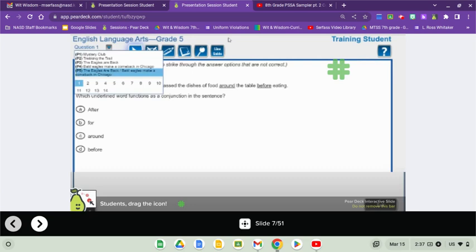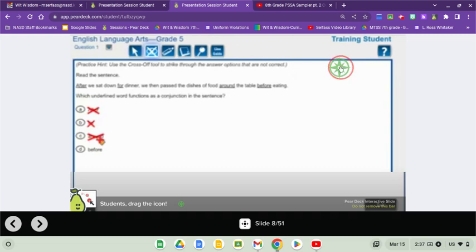Here on slide 7, I'd like you to drag this hashtag over to this drop-down menu here by question 1. Why? Because this allows you to look at all the different paragraphs and questions that correspond with it. And it's just a way to kind of stay organized while you're working through a particular PSSA question. Slide 8.